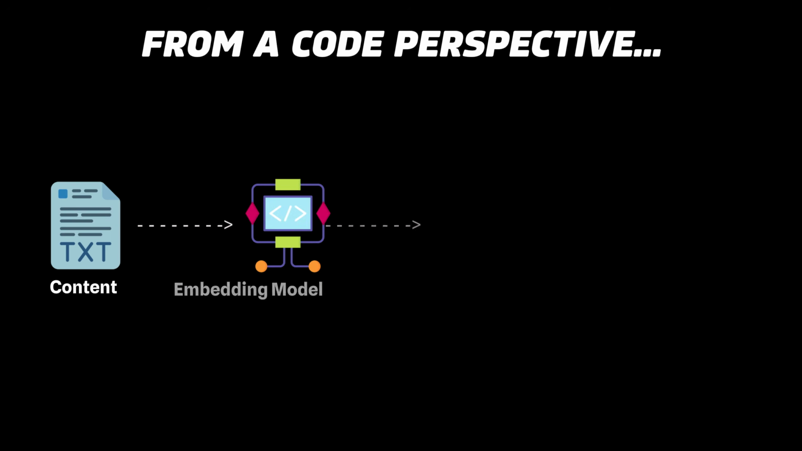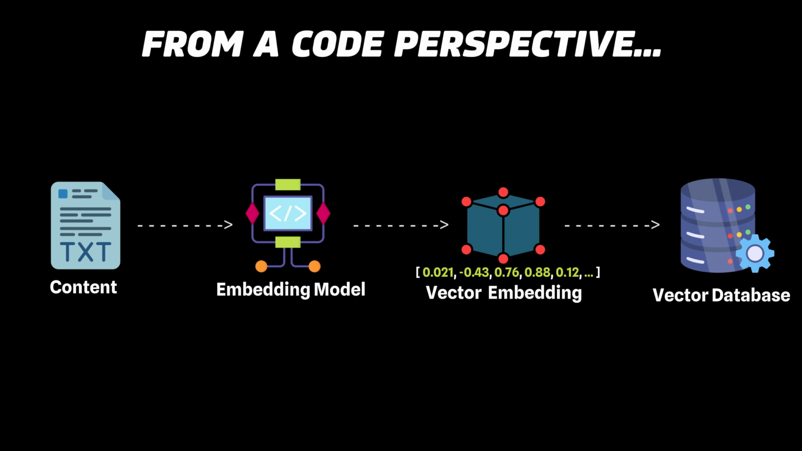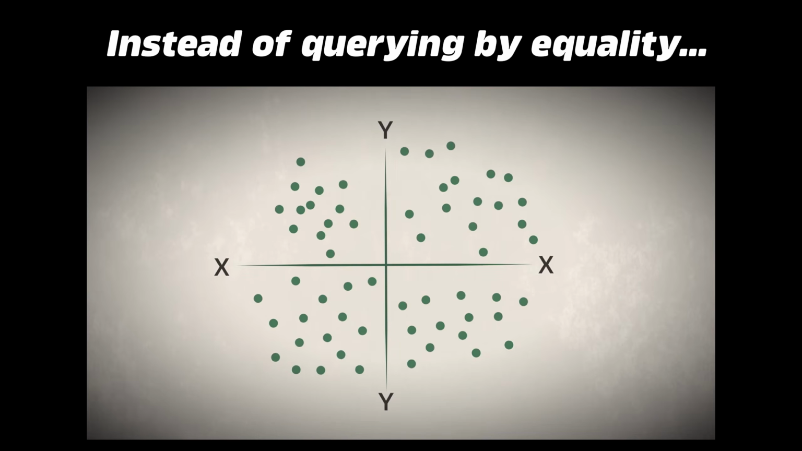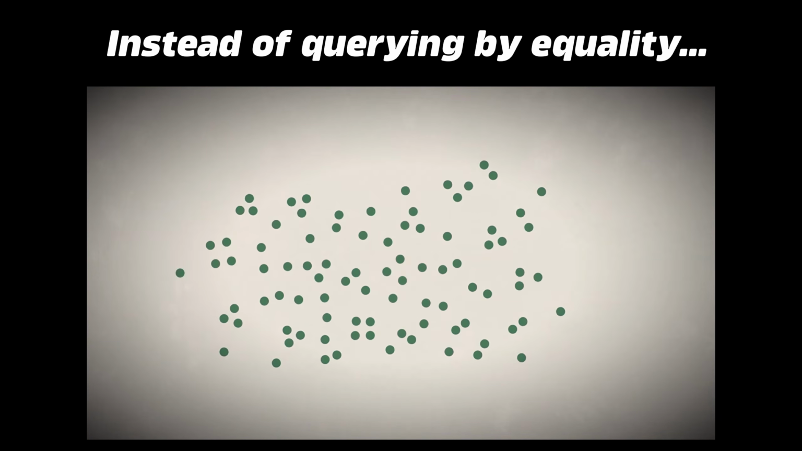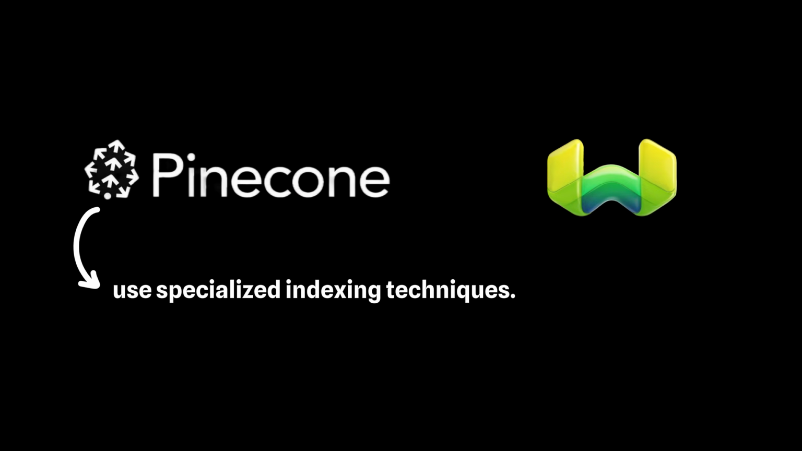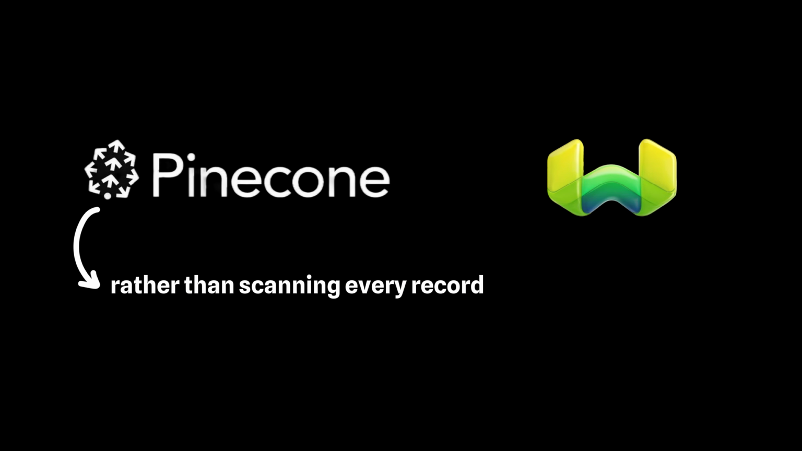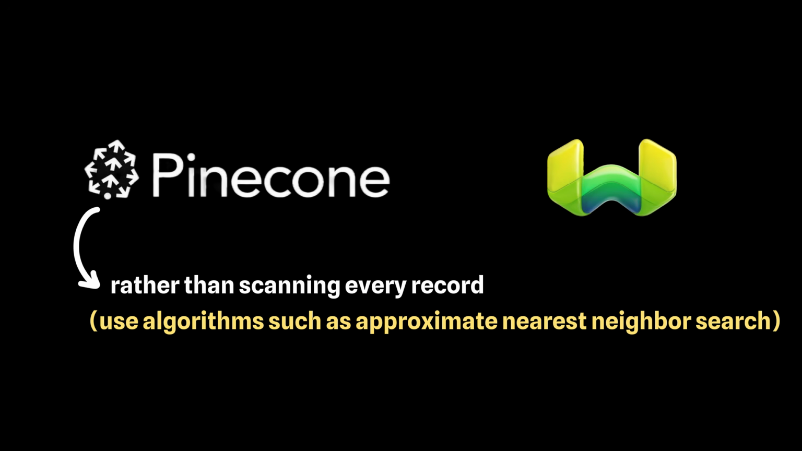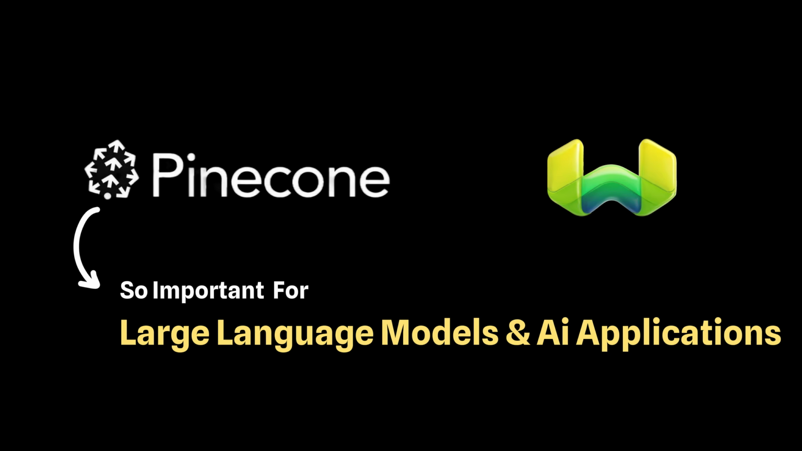From a code perspective, this often looks like taking a piece of text, running it through an embedding model, and storing the resulting array of numbers alongside an ID or some metadata. Instead of querying by equality, you ask the database to find vectors that are closest to each other in high-dimensional space. Under the hood, vector databases like Pinecone or Weaviate use specialized indexing techniques to make this similarity search fast, even across millions of vectors. Rather than scanning every record, they use algorithms such as approximate nearest neighbor search to quickly narrow down the most relevant matches. This is why vector databases are so important for large language models and AI applications.